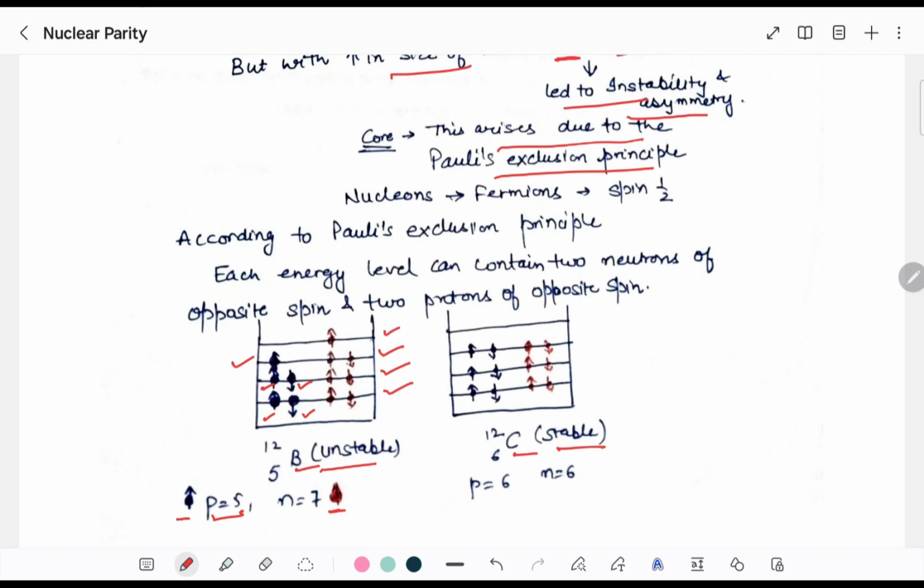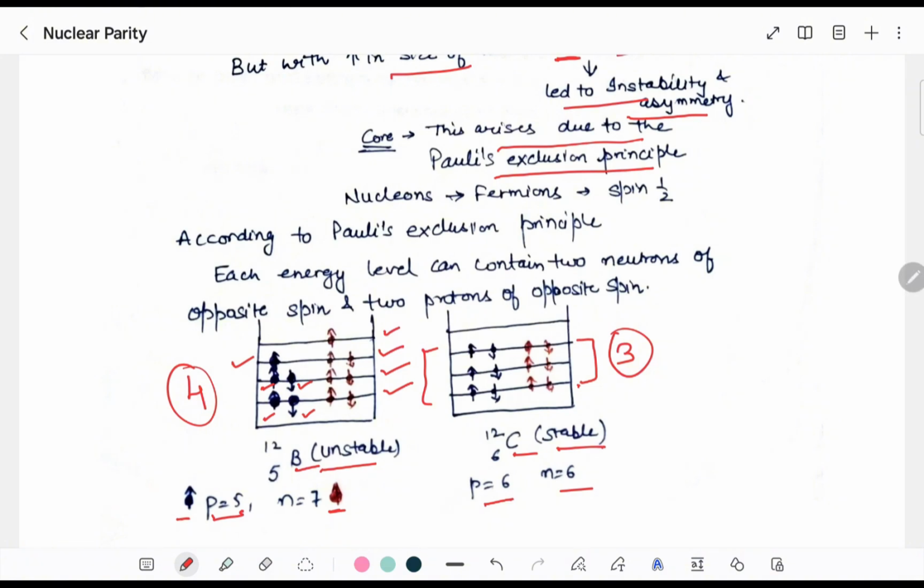Now what is happening in the case of carbon? We have 6 protons and 6 neutrons. We have put all the 6 protons in the 3 states with up and down spin, and we have also added the 6 neutrons in the 3 states with spin up and down. Now here only 3 states are filled and here 4 states are filled. Here all the states are fully filled, but in this case the fourth state is still partially filled.